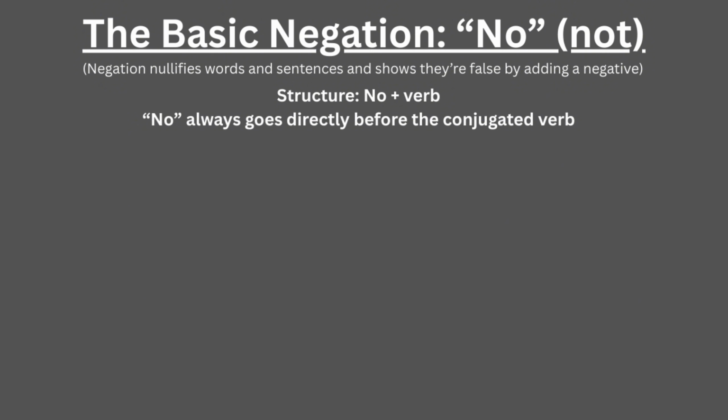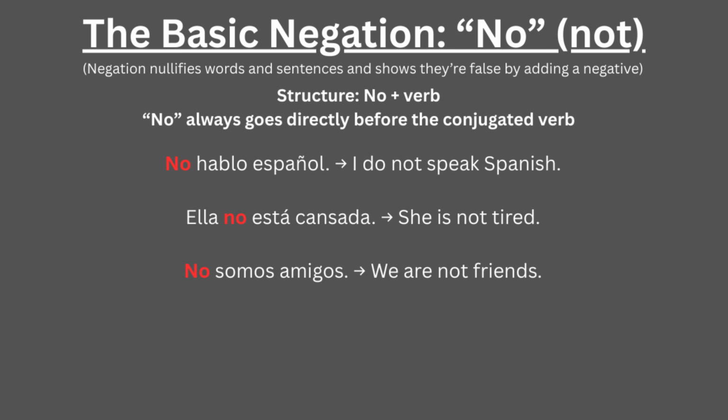The basic rule is that no always goes directly before conjugated verbs, which applies to all tenses, all moods, and regular and irregular verbs, like in the following phrases. No hablo español. Ella no está cansada. No somos amigos.